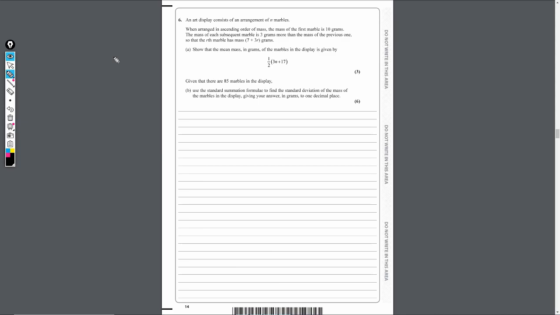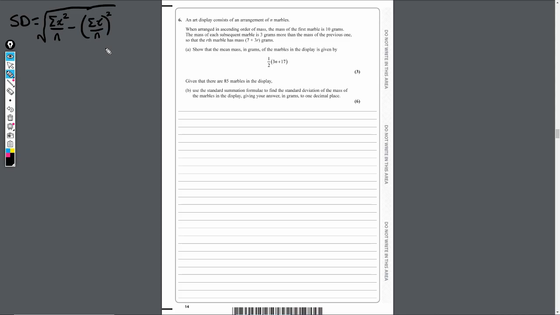So remember the formula for your standard deviation, if I write up here, well, that's going to be equal to the square root of sigma x squared all over n, minus (sigma x over n) all squared. So this is your mean squared.